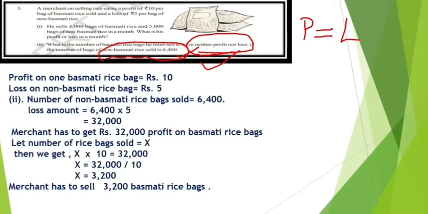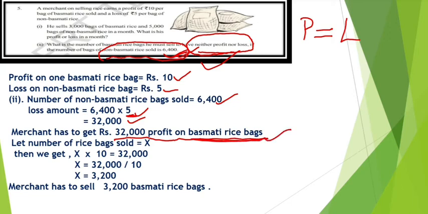So first see this. Profit on one basmati rice bag is 10 rupees and loss on a non-basmati rice bag is 5 rupees. The number of non-basmati rice bags sold is 6400, and the loss amount is 6400 into 5 rupees per bag, that is 32000 loss. So neither profit nor loss means he has to get 32000 profit on basmati rice bags.